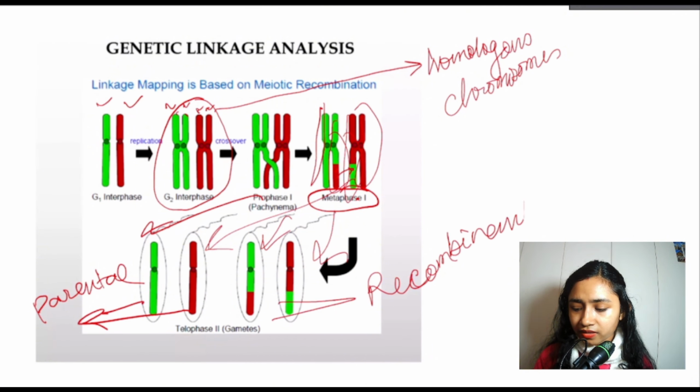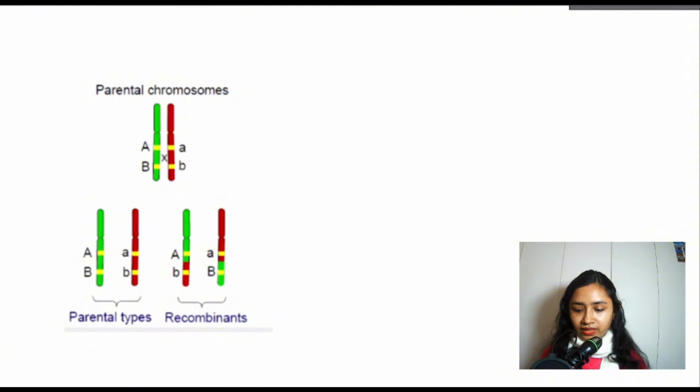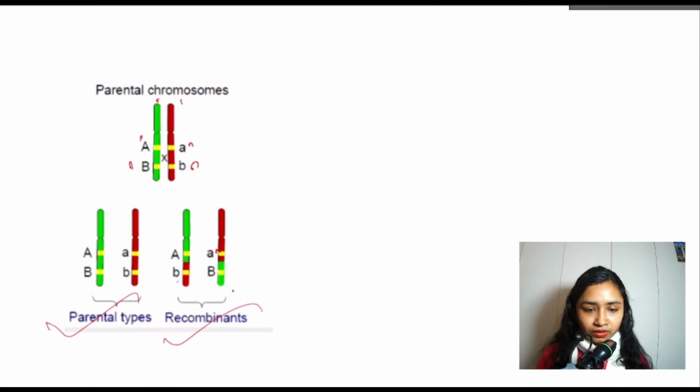Okay, so during meiosis 1, homologous chromosomes exchange their strands and recombined gametes are produced. Here is another example. In the parental chromosomes, these two are homologous parts. Here is capital A, capital B, here is small a, small b, but when they are recombined, you can see this is a parental type and this is a recombinant type. Capital A comes with small b and small a comes with capital B. So you can see this type of recombination happens.